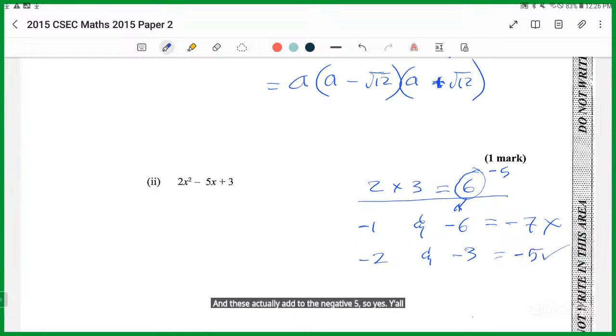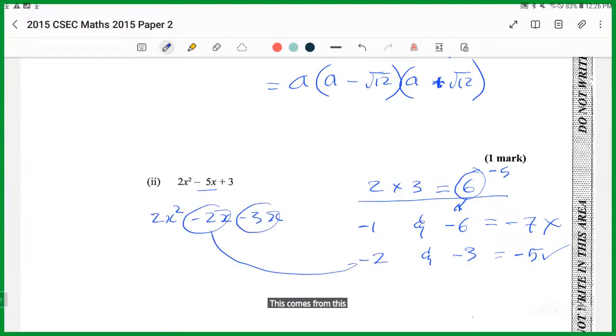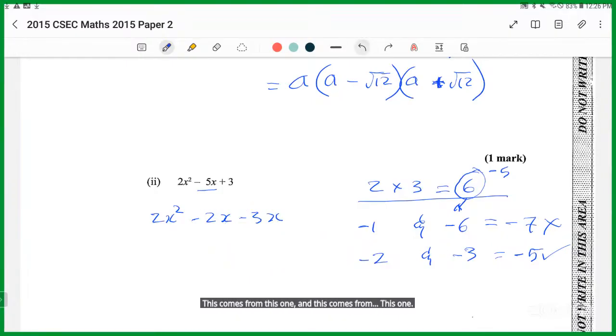You want to split this -5x into -2x and -3x. Alright? So this then becomes 2x squared, and then this is split into -2x and -3x. So this comes from this one, and this comes from this one. Alright? And then we'll put back this +3.